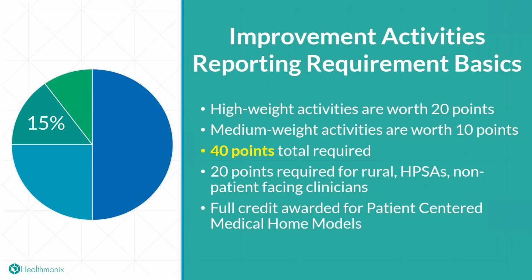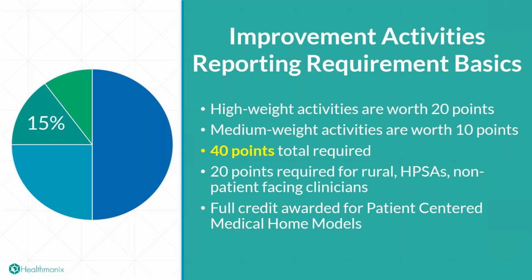So we're still going to be looking at 15% of the MIPS score for reporting on improvement activities. And for improvement activities, the target will be earning 40 points. And those 40 points can be achieved by any mixture of high weight and medium weight activities, with the high weight activities being worth 20 points, medium weight activities being worth 10 points.